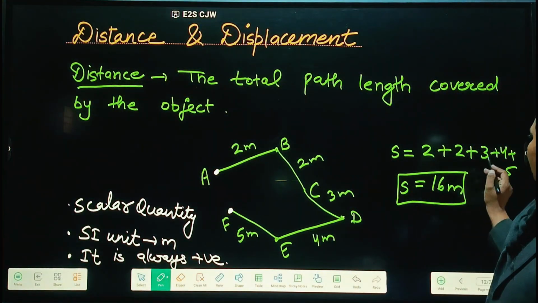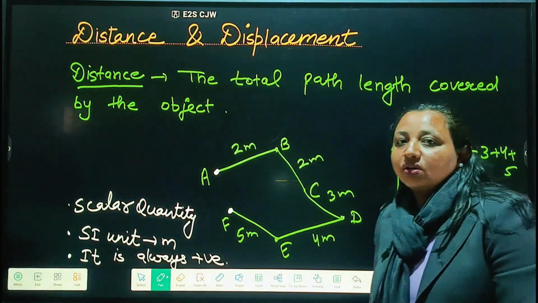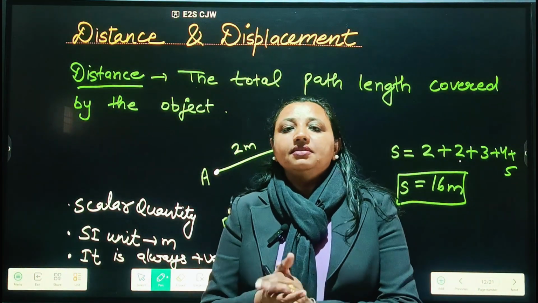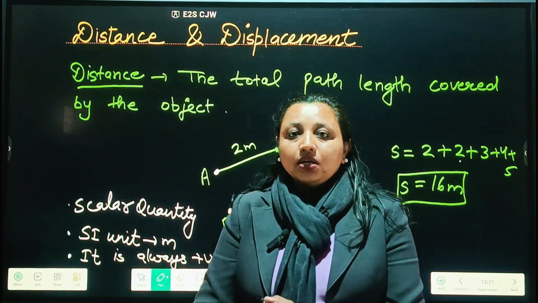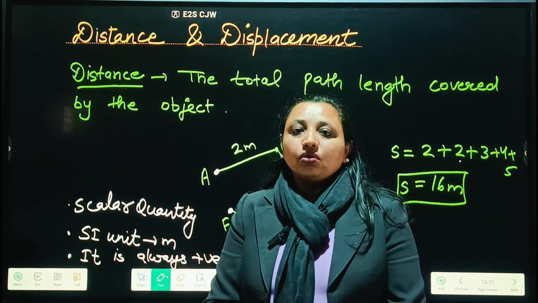Okay, the magnitude of them all. So 2 plus 2 plus 3 plus 4 plus 5, it's 16. So total 16 meters is the distance covered by that object. So it is the total path length. So it is a scalar quantity because it has only magnitude.